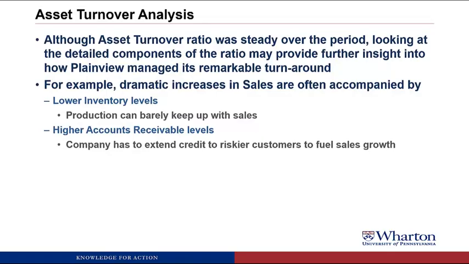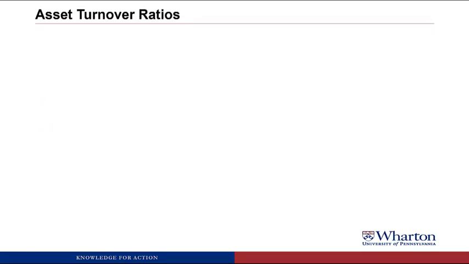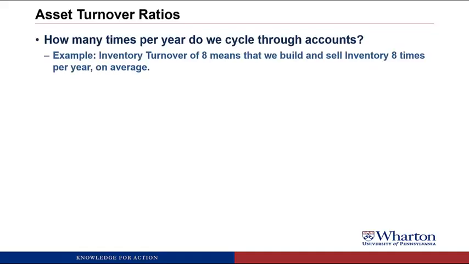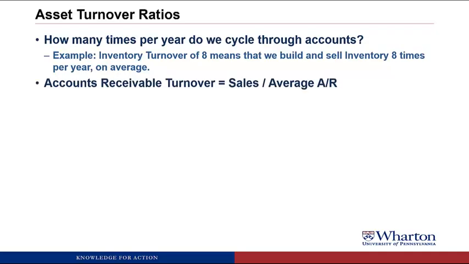And if you remember on the financial statements, we saw all this weird stuff going on with accounts receivable and inventory over the period. So let's define the asset turnover ratios. Basically, what these ratios are going to tell us is how many times during a year a company cycles through its accounts. For example, inventory turnover of 8 would mean that it builds and sells inventory 8 times during the year on average. So we're going to look at accounts receivable turnover, which is sales divided by average accounts receivable.